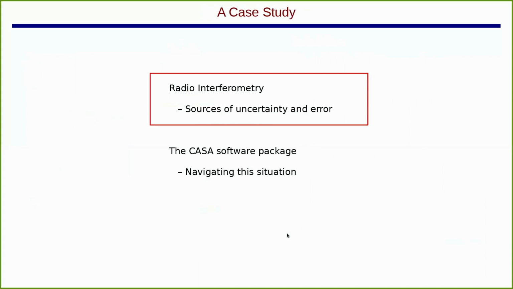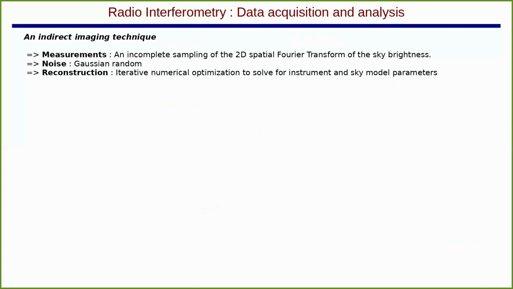I want to describe radio interferometry and how all of the sources of uncertainty play out there, and how the CASA software package attempts to navigate the situation. So radio interferometry, for people who do not directly work in it, is an indirect imaging technique. This means that we do not make images of the sky brightness directly, but we make measurements of the two-dimensional spatial Fourier transform of the sky brightness.